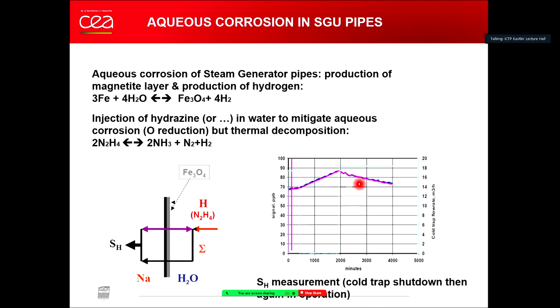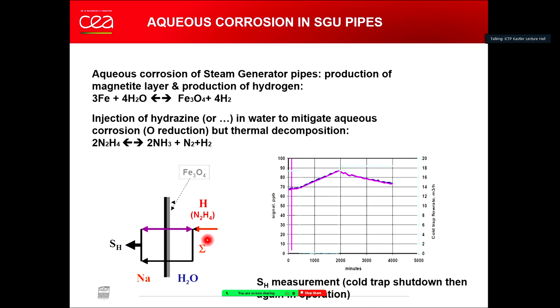And in the second part of the curve here, you can notice we restart the cold traps. And when you restart the cold traps, you decrease the hydrogen content again to reach, again, the background level when you have equilibrium between the source and the trapping. So it means that in this second part, you are able also to calculate and measure the efficiency of the cold trap. Okay, so periodically, we use this strategy to follow the efficiency of the cold trap.